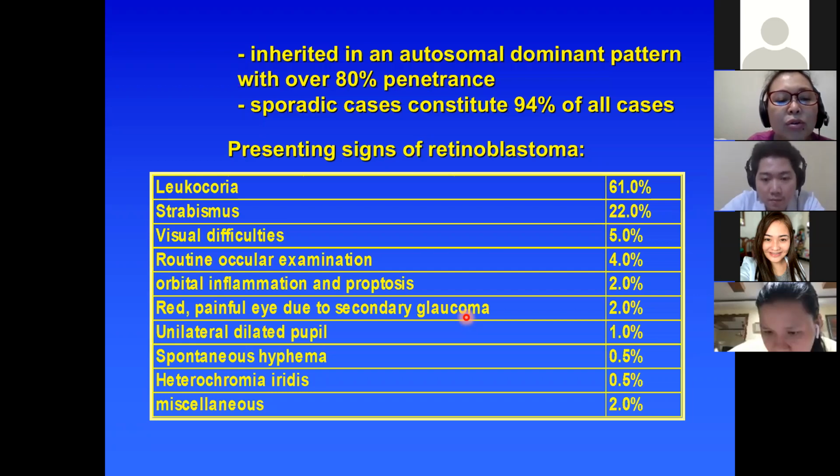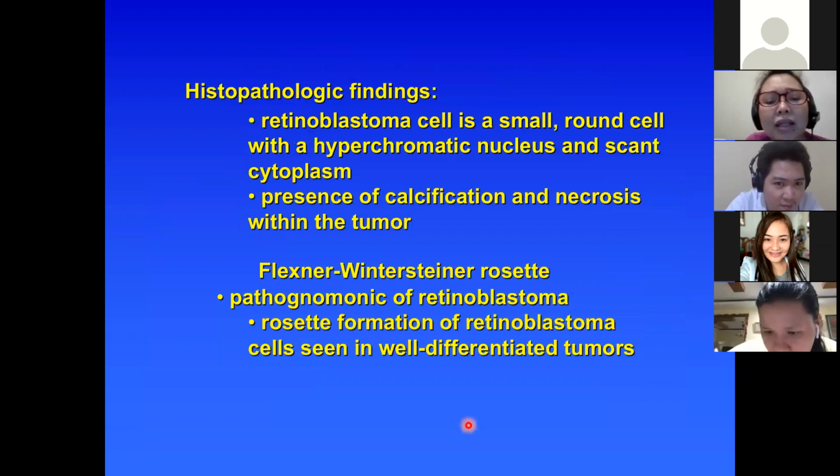Itong mga red painful eye, itong mga ano na to, pag may secondary glaucoma na, may seeding na. Orbital inflammation and proptosis, ito na yung mga advanced na stages. Pag leukocoria na, sa loob pa lang yan ng mata, yan pang maganda. The patient can still be saved in that stage.